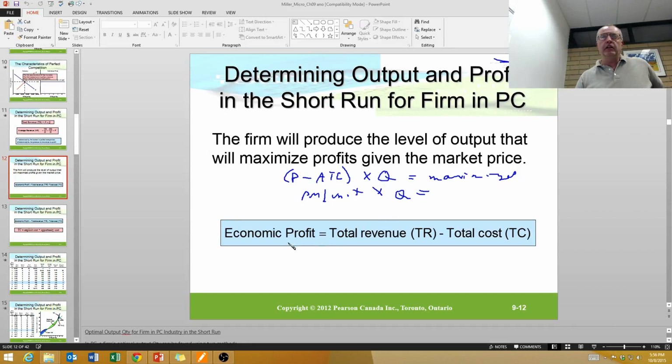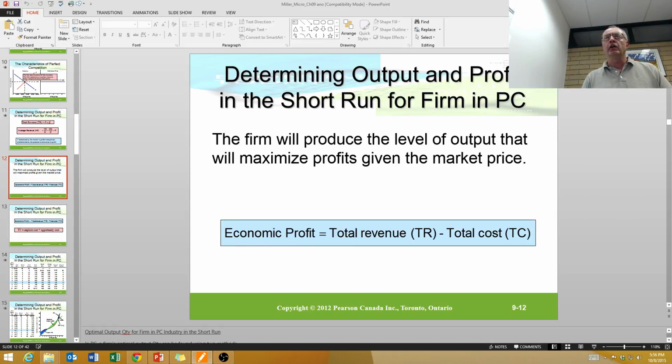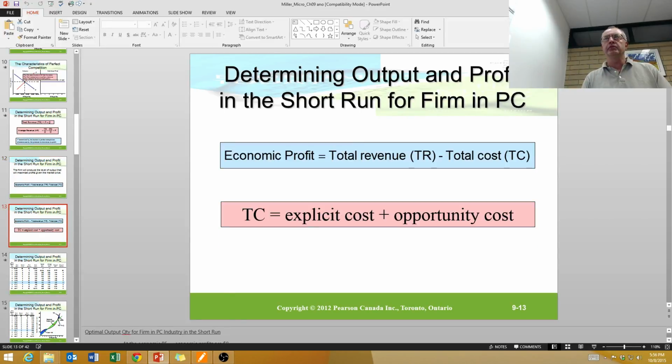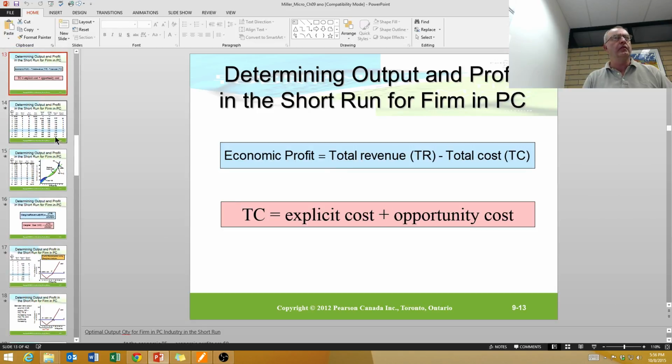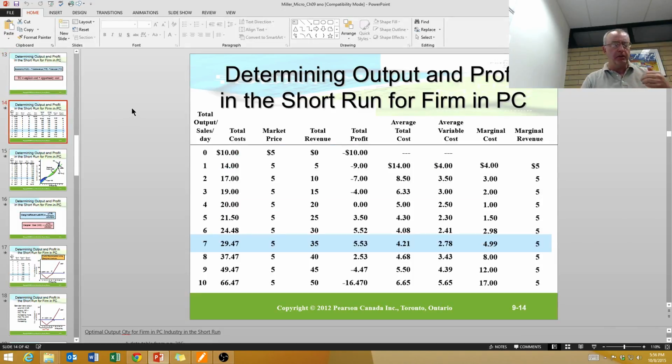Okay, and as we know that in economics, when we talk about economic profit, that's total revenue minus total costs. And by total costs, we mean both explicit costs, which are accounting costs, and implicit costs, which economists like to call opportunity costs. Okay, so we have these two methods. So we're going to look at the first method, the total revenue and total cost method of finding our profit maximizing quantity.